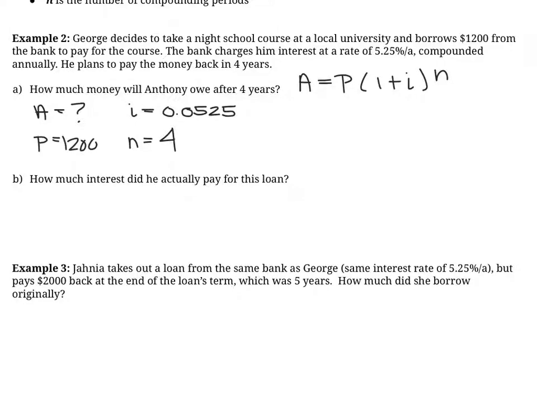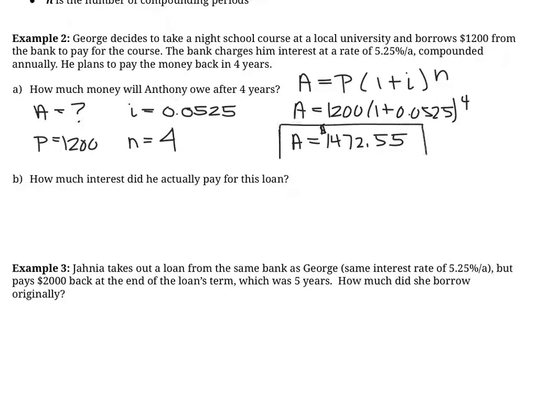So we can plug everything into our equation. We don't know our accumulated value. We do know the present value or the principal. And then we have 1 plus 0.0525, all to the power of 4. And if we put that in our calculator, that's going to give us an accumulated value of $1,472.55.